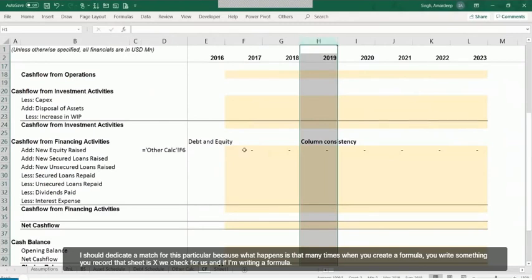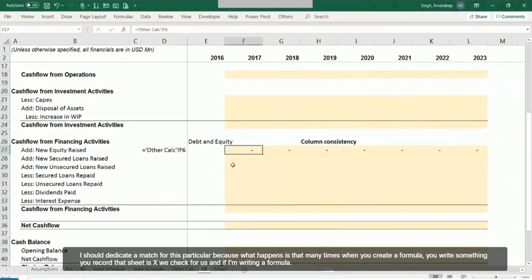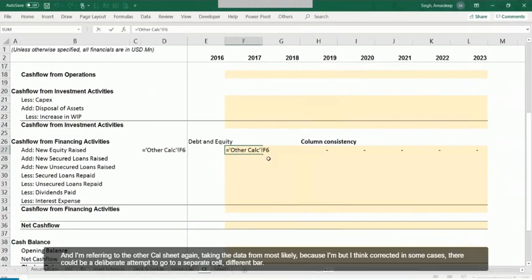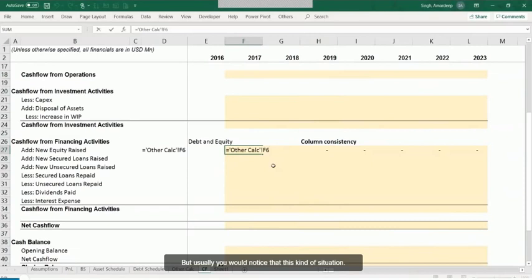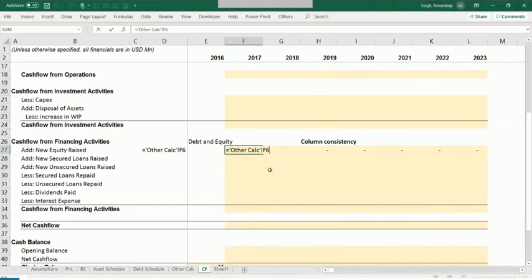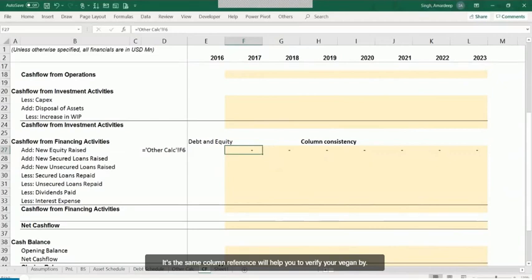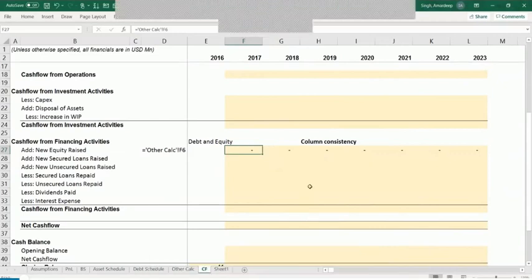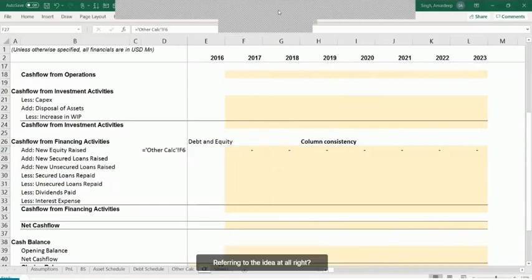Because many a times when you create a formula, you refer to some other sheet, and it acts as a quick check for us. If I'm writing a formula in column F and I'm referring to the other calc sheet, again taking the data from column F, most likely it will be correct because I'm referring to the correct year. In some cases, there could be a deliberate attempt to go to a different cell, but usually the same column reference will help you to verify your formula, whether you're referring to the right year or not, right?